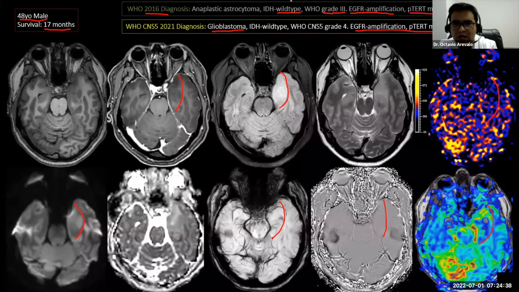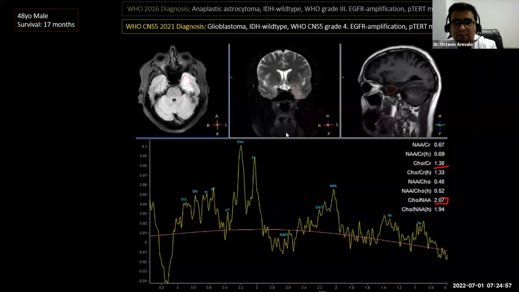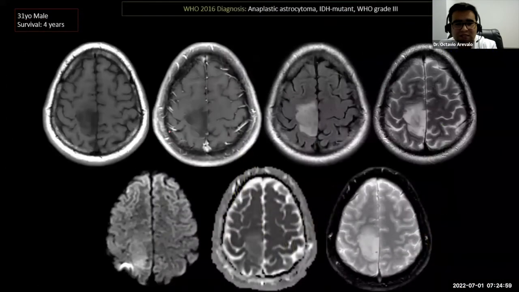So this is what I would have read as a low-grade glioma in the reading room. And I could have been right before 2016, but again, this is just to give you an eye opener on how the new classification is going to impact our reads. This is a glioblastoma, and this is what we now understand as glioblastoma based on molecular profiling.